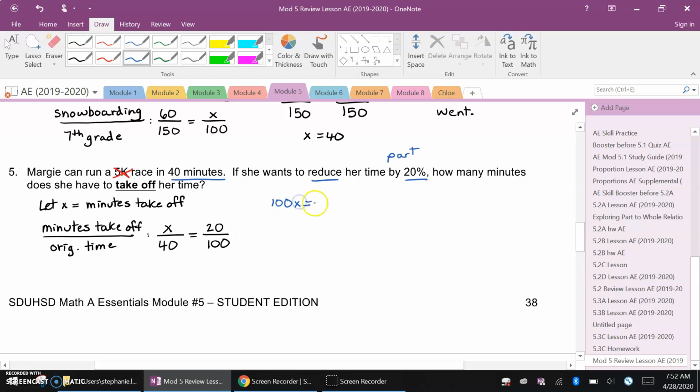So we have 100 times X equals 40 times 20. 40 times 20 gives us 800. If we divide by 100, we will get X equals 8. So that means that Margie needs to take 8 minutes off her time.